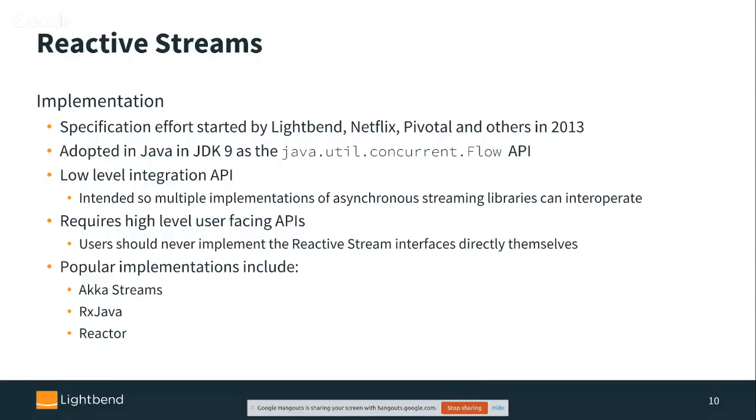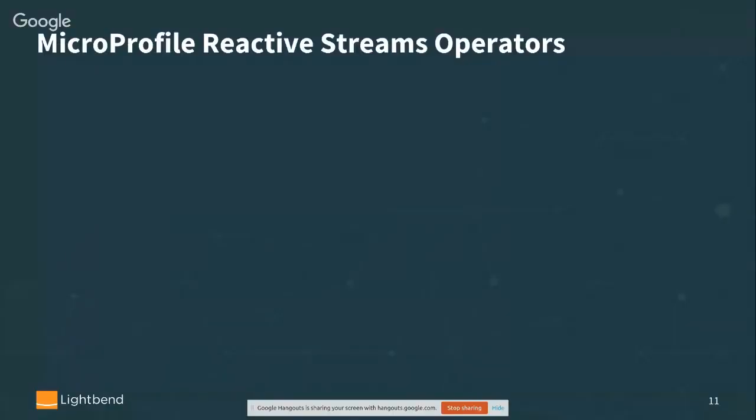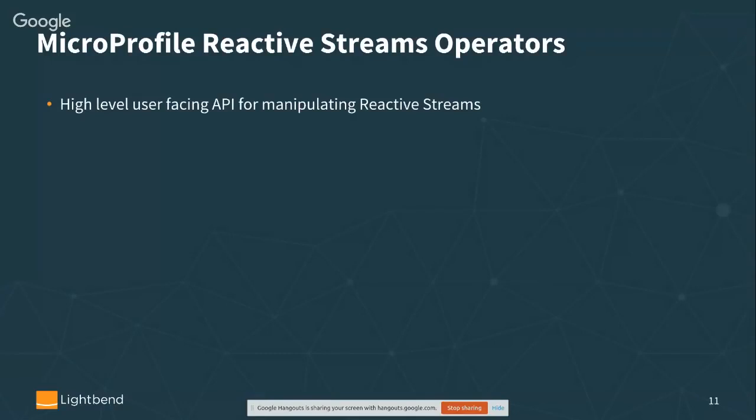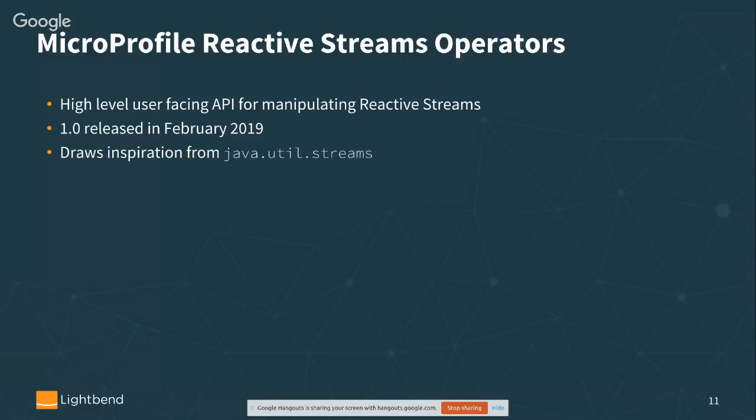And so to address this in MicroProfile, I'm going to introduce our first specification, and that's the MicroProfile Reactive Streams operators. This specification is a high-level user-facing API for manipulating reactive streams. We've just released 1.0, so you can use it. There are a number of implementations out there that you can try. It draws inspiration from Java util streams. So if you're familiar with Java util streams, then a lot of the methods are the same. The scope of what methods are included and what aren't are the same.